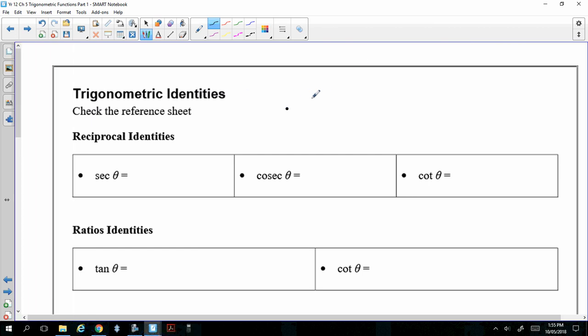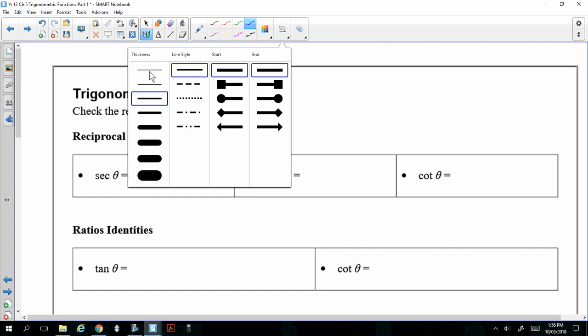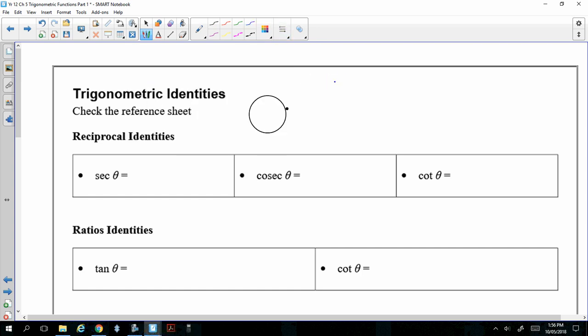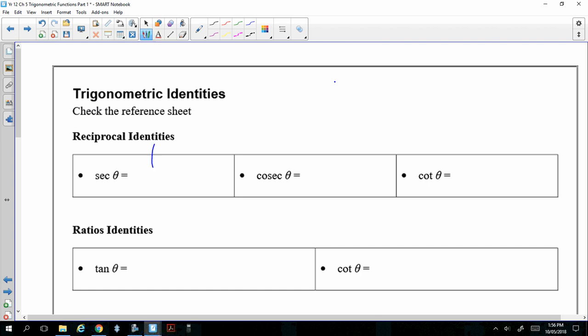Okay, we're going to look at these formulas, and we're going to write them down. Sec theta is 1 over cos theta, and then cosec theta is 1 over sine theta, and then cot theta is 1 over tan theta. All right, write them down.